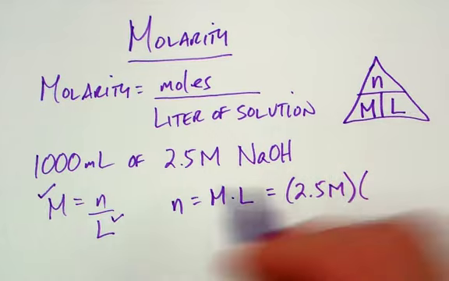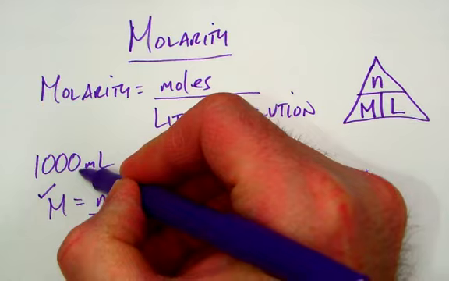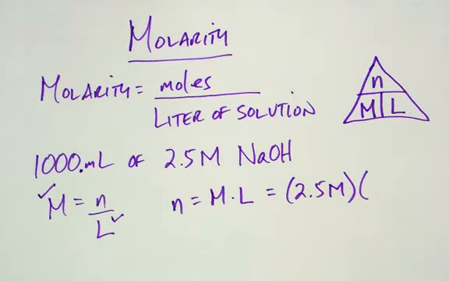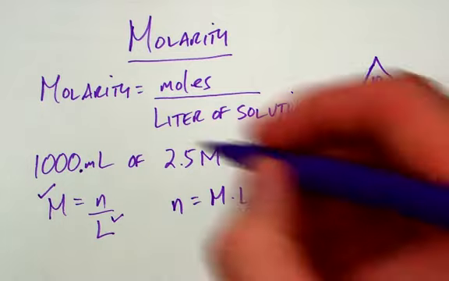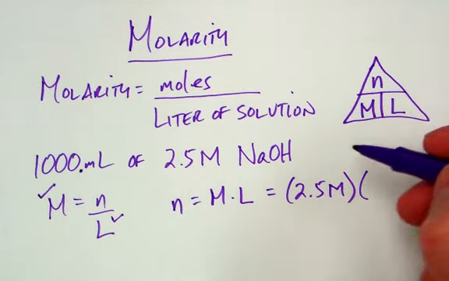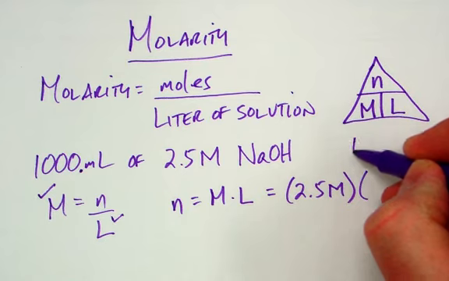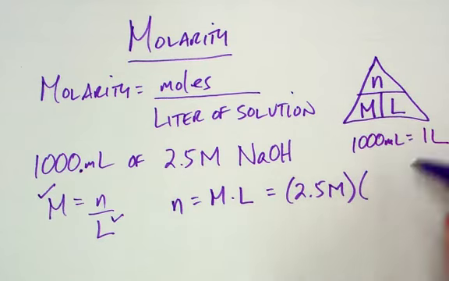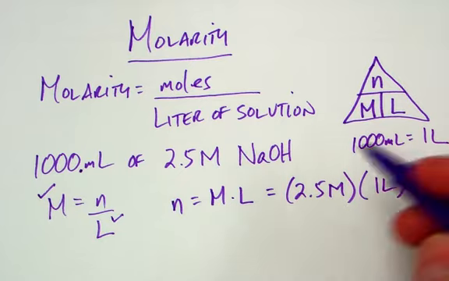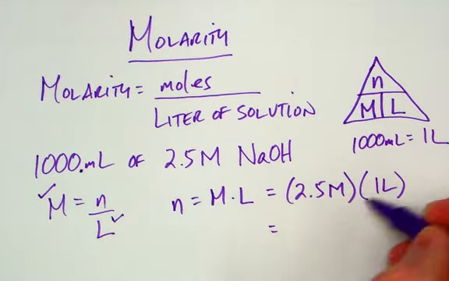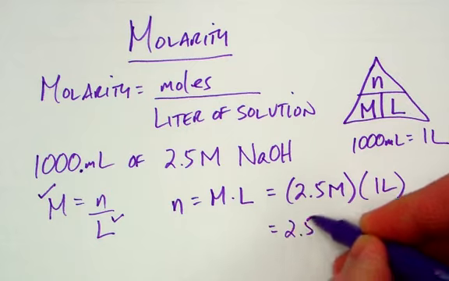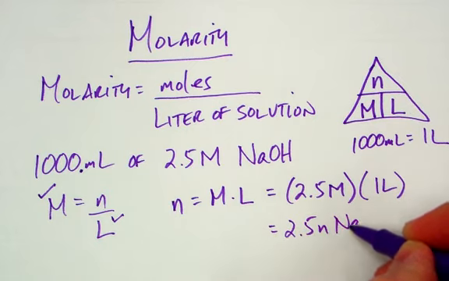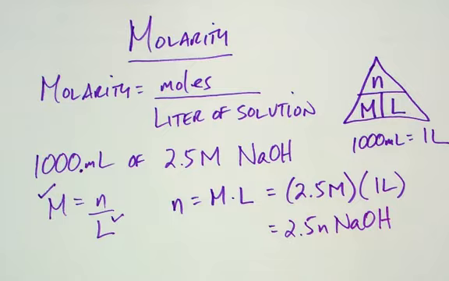And 1,000 milliliters, my decimal point is here, is equal to 1 liter. And so that's a conversion that we're going to need to know. 1,000 milliliters is equal to 1 liter. So I'm going to write 1 liter here. So doing our math, 2.5 times 1, 2.5 moles of NaOH.